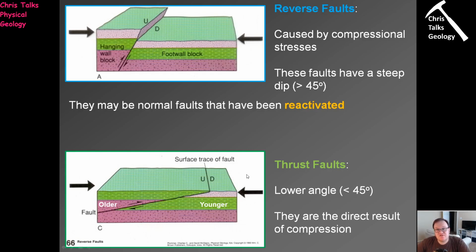It's more energy efficient. So what we're going to see later on when we start talking about things like mountain ranges is that thrust faults are actually very, very important when it comes to building up layers of rock and moving rock over quite large distances.